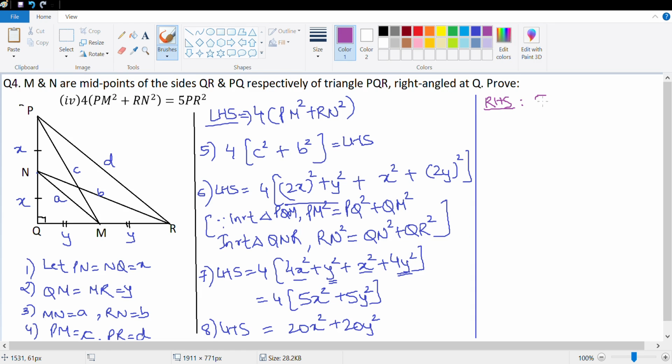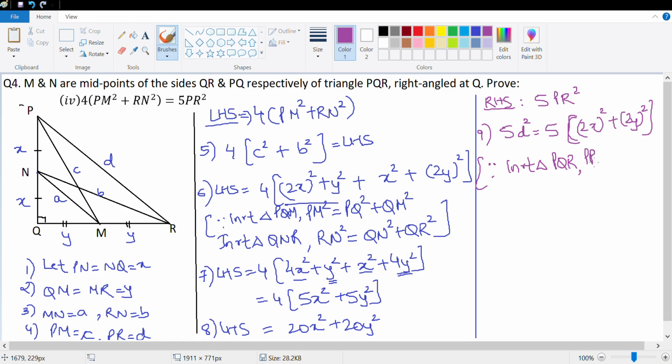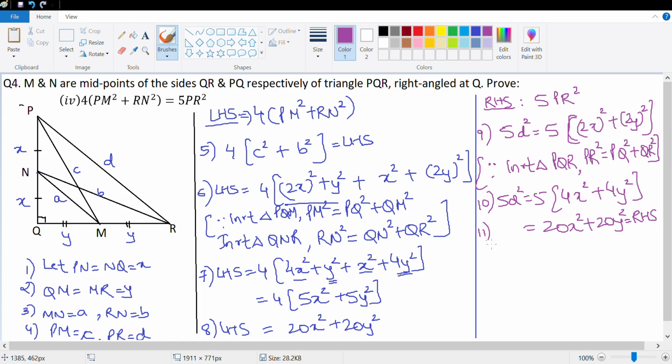The right hand side we have 5PR square. Now this means 5 times PR is equal to D, so 5D square, which will be equal to 5 times (2x) whole square plus (2y) whole square. The reason for this: in right triangle PQR, PR square is equal to PQ square plus QR square, which means 5D square is equal to 5 times 4x square plus 4y square, which is equal to 20x square plus 20y square, which is my right hand side. Since LHS is equal to RHS, in this case equal to 20x square plus 20y square, we've been able to prove what the question is asking.